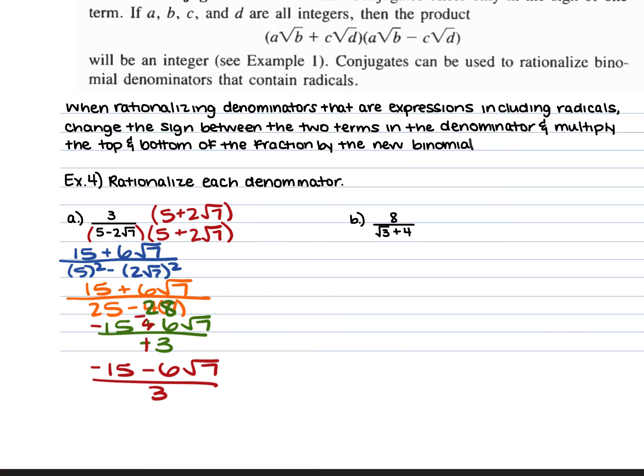We can simplify this because all of those terms are divisible by 3. The negative 15 is going to become a negative 5. The negative 6 becomes a negative 2. The 3 becomes a 1. So this is just negative 5 minus 2 square root 7.